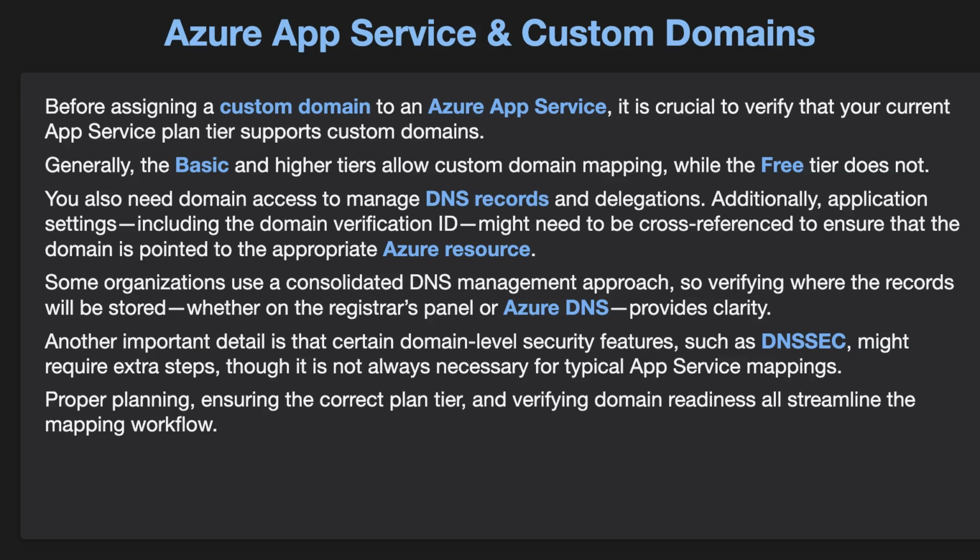Some organizations use a consolidated DNS management approach, so verifying where the records will be stored, whether on the registrar's panel or Azure DNS, provides clarity. Another important detail is that certain domain-level security features, such as DNSSEC, might require extra steps, though it is not always necessary for typical app service mappings. Proper planning, ensuring the correct plan tier, and verifying domain readiness all streamline the mapping workflow.